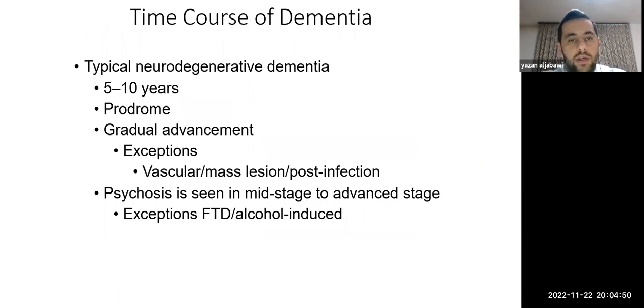Now, the time course of dementia. Dementia, as we mentioned, is a neurodegenerative process, so it occurs and progresses through a timeline. It takes from 5 to 10 years, with a prodromal phase, and it's usually progressive, showing gradual advancement, with exceptions for vascular dementia, mass lesions, and post-infectious dementia. Psychosis is usually seen in the mid to advanced stage in most types of dementia, with exceptions for frontotemporal dementia and alcohol-induced dementia, in which psychosis may present in early stages.